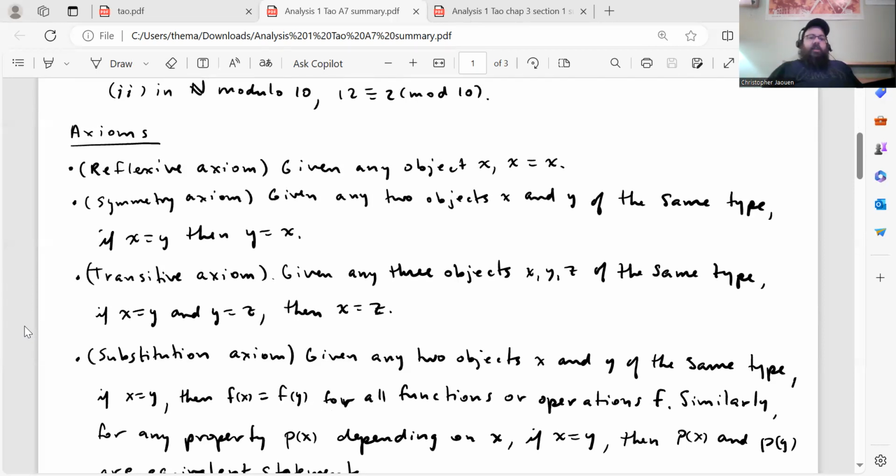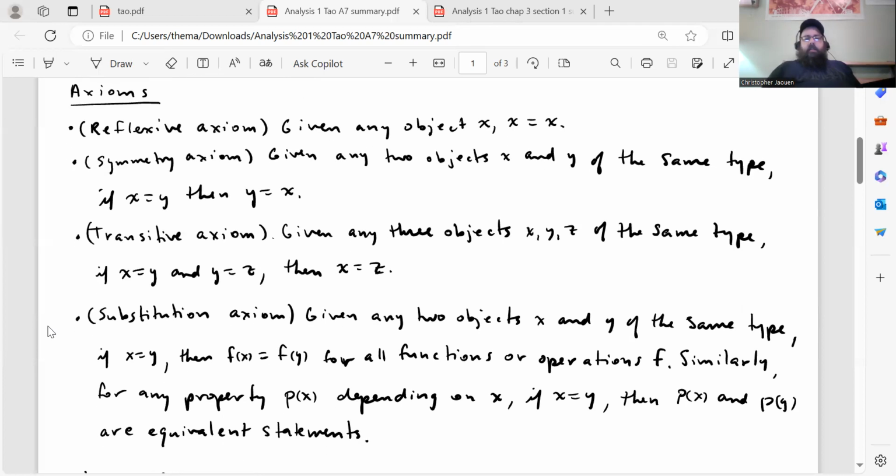So the first axiom is called the reflexive axiom. And what that says is, given any object x, x is equal to itself, so x is equal to x. That's called reflexivity. The next is the symmetry axiom. Given any two objects, x and y, of the same type, if x is equal to y, then y is equal to x. The next one is called the transitivity axiom. Given any three objects, x, y, z, of the same type, if x equals y and y equals z, then x equals z as well.